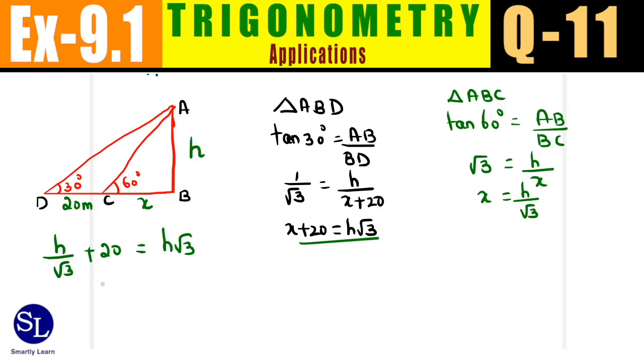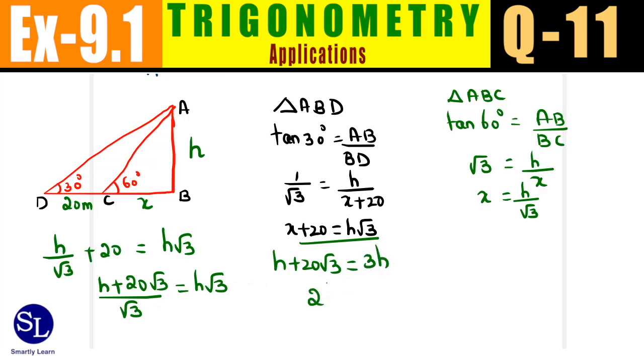I'm going to take LCM this side. So it is H plus 20 root 3 by root 3 is equal to H root 3. So I'm going to take the root 3 to the other side. So this is H plus 20 root 3 is equal to root 3 into H root 3, which is 3H. So 2H is equal to 20 root 3, or H is equal to 20 root 3 by 2. So H is equal to 10 root 3.